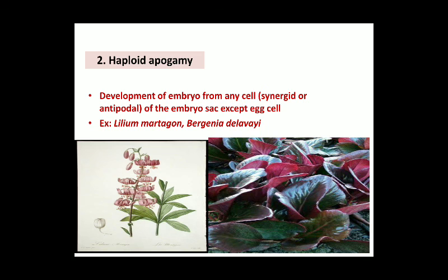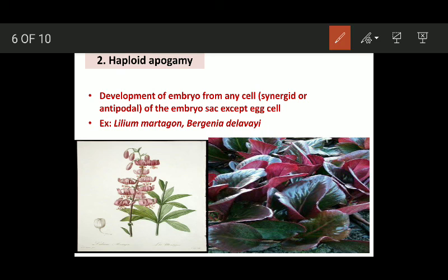Now, haploid apogamy. What is haploid apogamy? It means development of embryo from any cell, synergid or antipodal, of the embryo sac except the egg cell. If embryo formation takes place from either the synergid or the antipodals of the embryo sac except the egg cell, this is known as haploid apogamy. Haploid apogamy means development of embryo from any cell, be it synergid or an antipodal cell, except the egg cell. This is very much important. These terms are very much important.